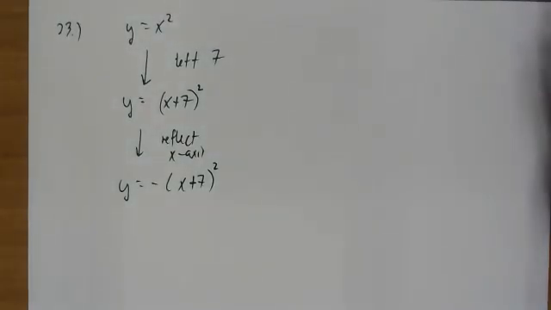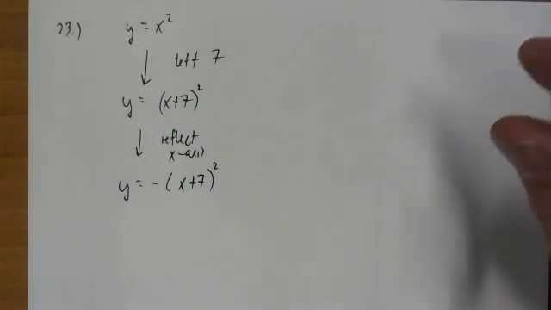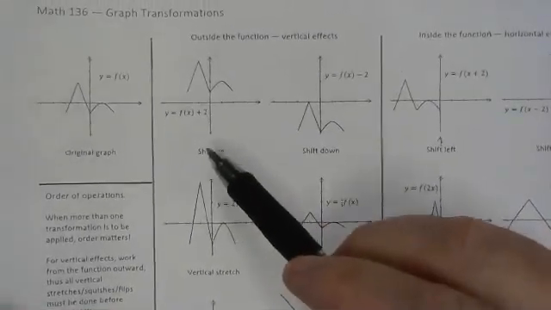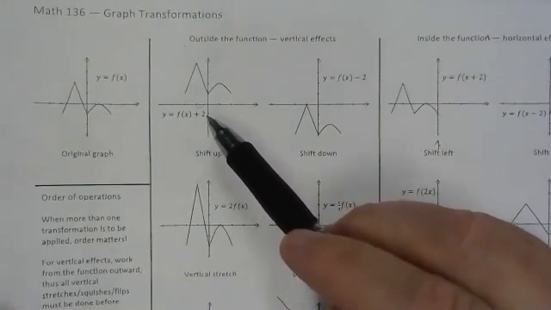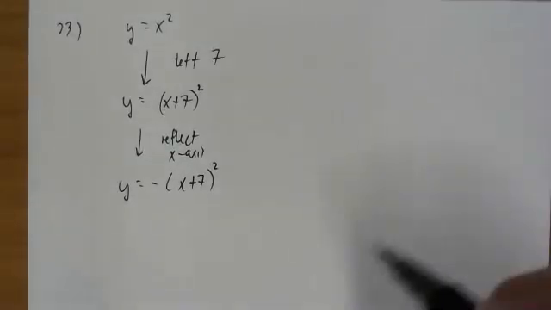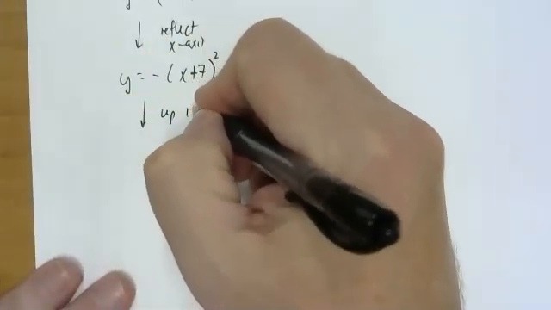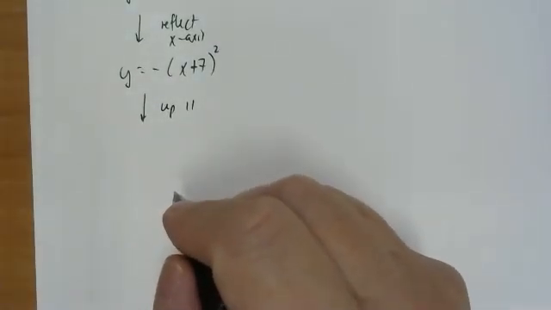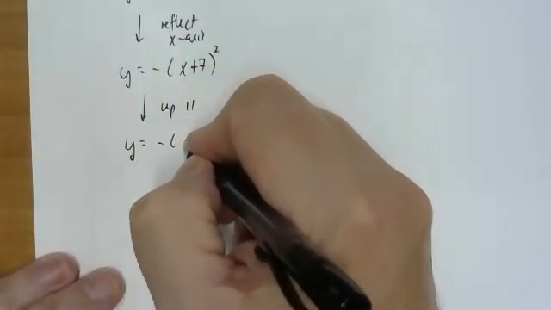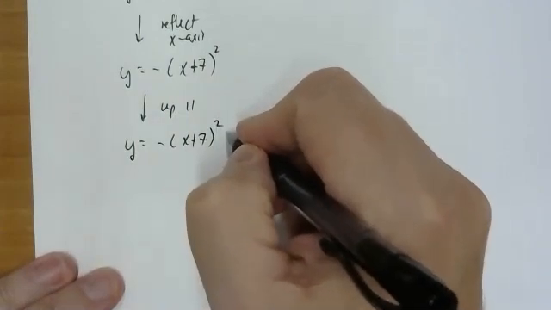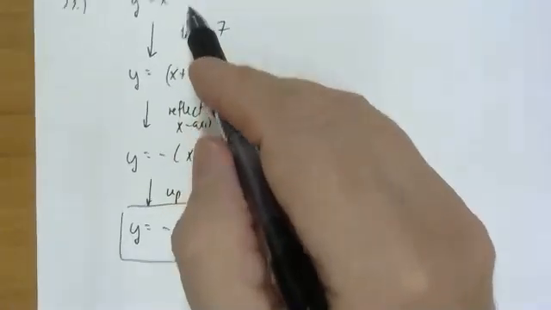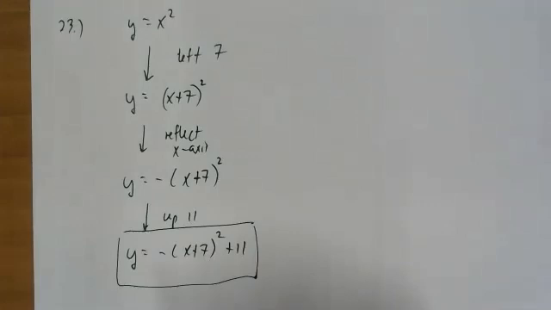Then the last thing says shift up 11. So I go back to my sheet and ask, which one of these is shifting up? It's this one. What you do is add a number outside the function, just tack it on at the very end. For me, it's going to be 11, up 11. After you do all those things, this original parent function now looks like this.